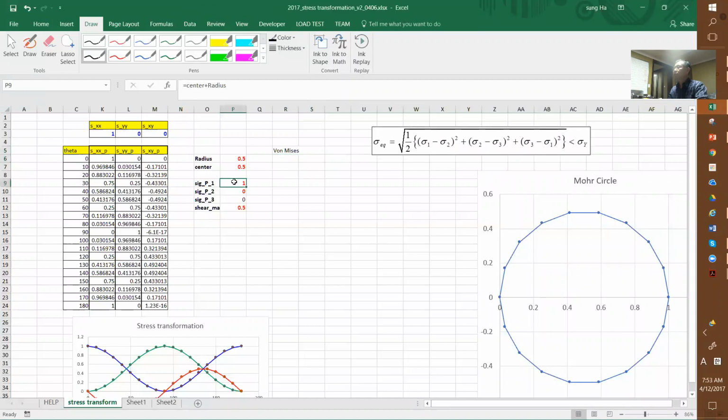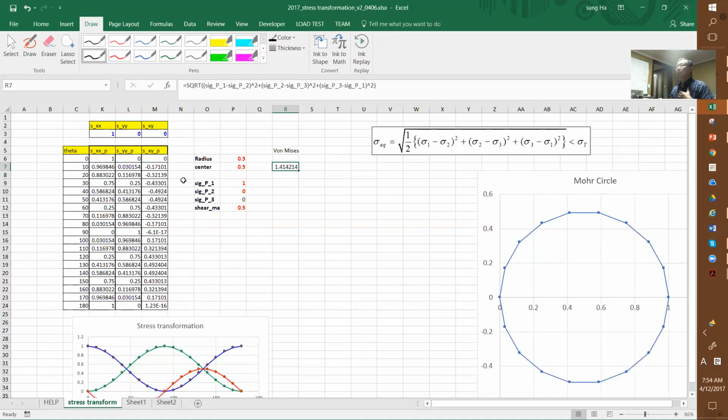So whenever you have these three principal stresses, then the square root of sigma 1, principal component 1, minus sigma 2, in parentheses, squared, plus sigma 2 minus sigma 3 squared, plus sigma 3 minus sigma 1 squared, and square root. Okay, so that is the von Mises stress.